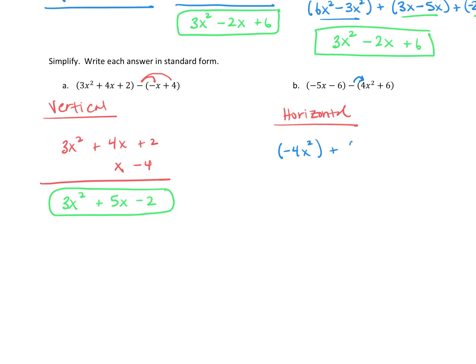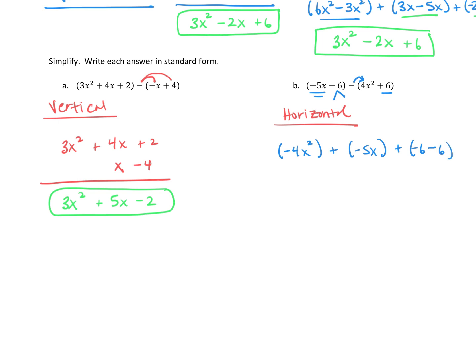plus, now any x to the first power. So we have a negative 5x, minus, oh, there actually are no other x's, so just a negative 5x. Plus, and then our constant terms. We have a negative 6 from our first polynomial minus a 6 from our second polynomial.